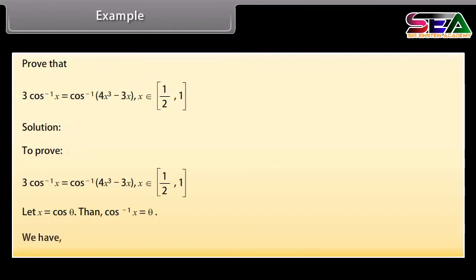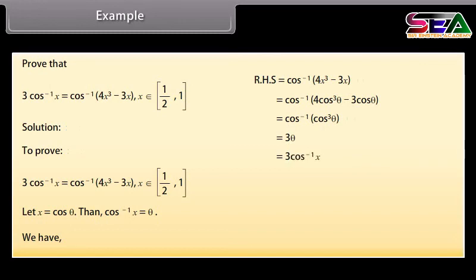We have right hand side equal to cos inverse of 4x cube minus 3x, which is equal to cos inverse of 4 cos cube theta minus 3 cos theta, which is equal to cos inverse of cos 3 theta, equal to 3 theta, equal to 3 cos inverse x, which is equal to the left hand side. Hence, 3 cos inverse x is equal to cos inverse of 4x cube minus 3x, x belongs to [1 by 2, 1].